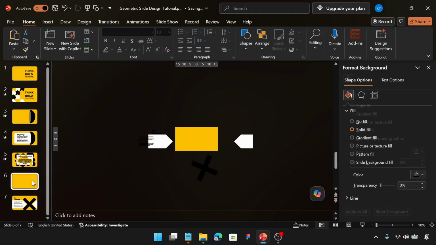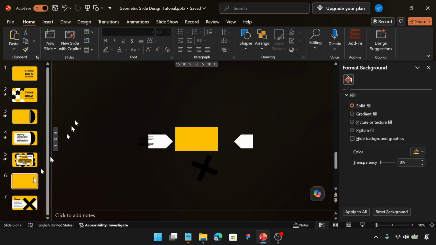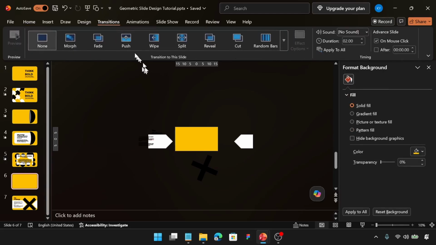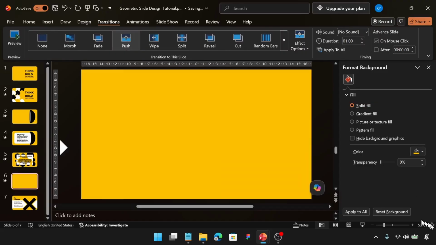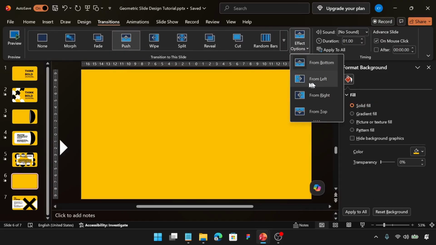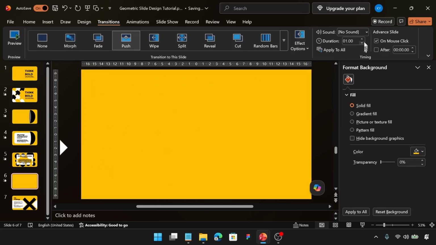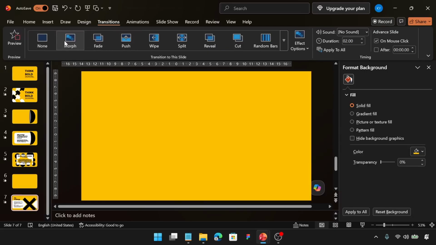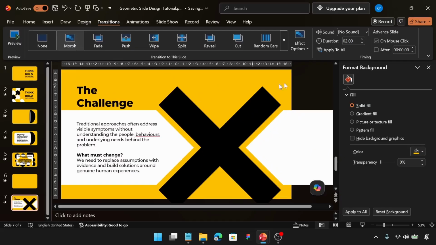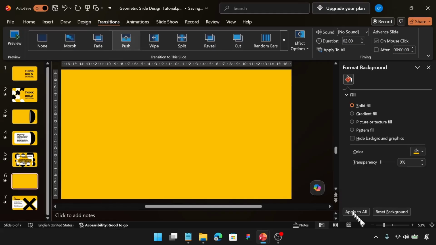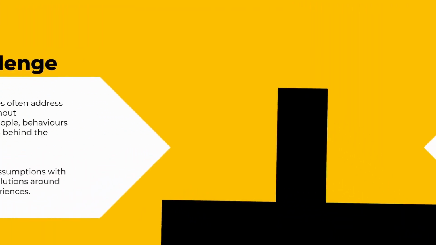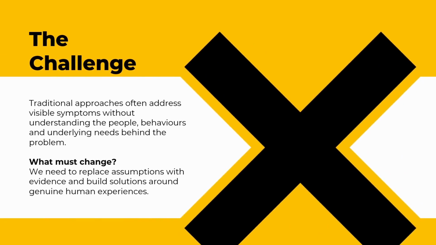So for slide 6, the transition, we're going to go over to transitions. We're going to add the push transition. Let me get closer. The effect I want is from right, and duration is going to be 2 seconds. And then for number 7, we're going to apply the morph transition, and duration is going to be 3 seconds. So let's go back to slide 6, and now we can open it in the slideshow view so we can see what it looks like. So I'm just going to click here, and now we have our challenge slide.